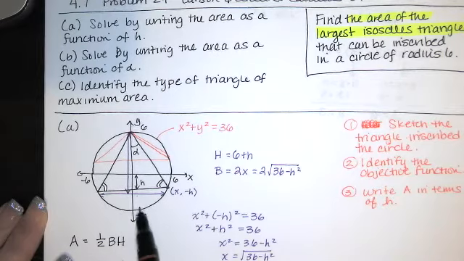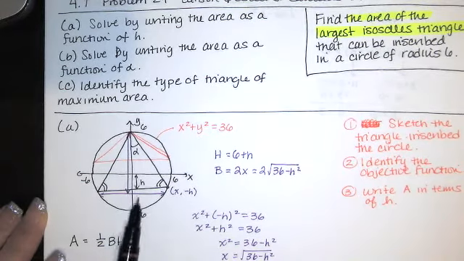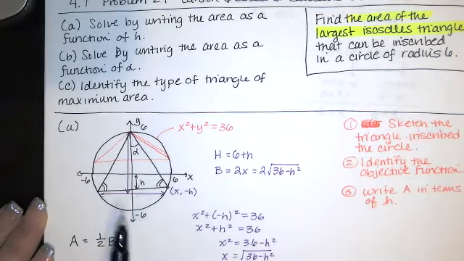If H gets very close to 6, like let's say it's 5.9, we get a very tall, skinny triangle. But if H were equal to 6, we wouldn't get a triangle at all. It would just be a straight line segment from the top of the circle to the bottom of the circle. So H has to be between 0 and 6, given the original assumptions of our problem.